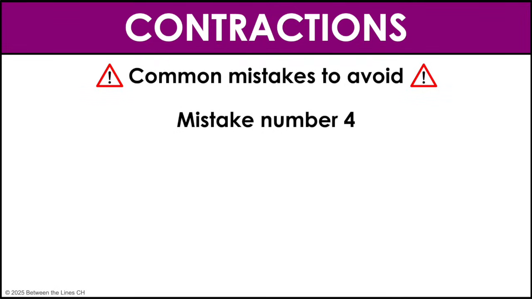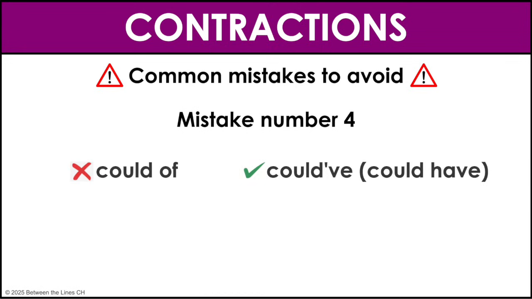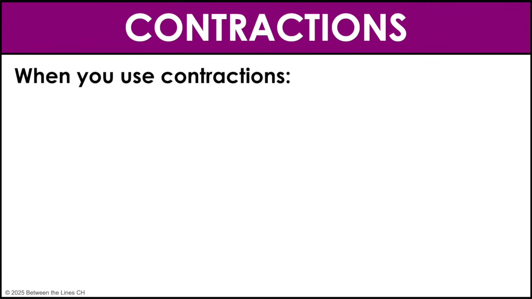Mistake number 4. Writing could of instead of could've. People make this mistake because could've sounds like could of when you say it out loud. But could've is actually could have, not could of. Could of isn't even grammatically correct.